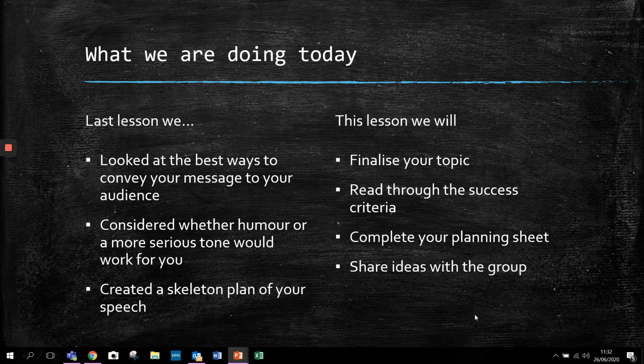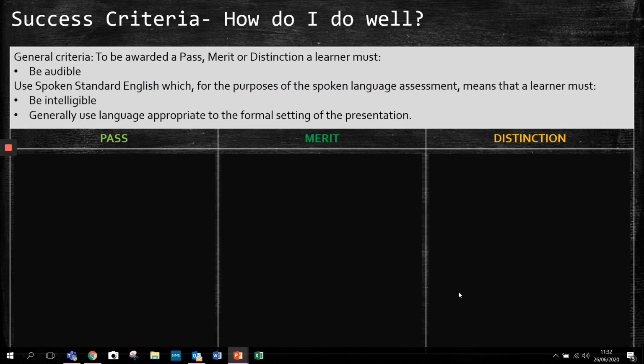It's vital for this. So, the success criteria. How do we do well? So this is what AQA tell us we have to look for as teachers. The general criteria, so in order to do anything with it and to not be stopped and be asked to do it again, first of all, you need to be audible. You have to talk clearly. We don't want you shouting like that mad politician, but it needs to be clear. It needs to be at a reasonable pace. We don't want you so fast you can't understand a single word you're saying. We don't want you so quiet, we can't hear you. Okay? So you need to be audible.